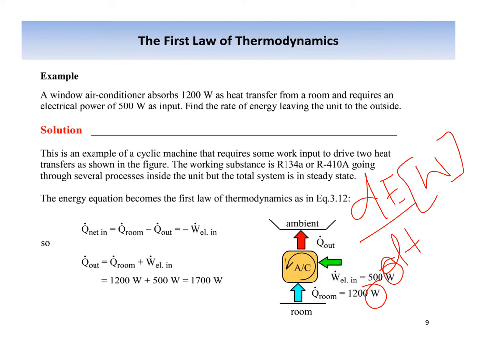So if we equate the rate of energy flowing into the system to the rate of energy going out of the system, we will come to know that about 1700 joules per second, that is 1700 watts, is flowing out of this AC into the ambience. So we solved this example using the law of conservation of energy.